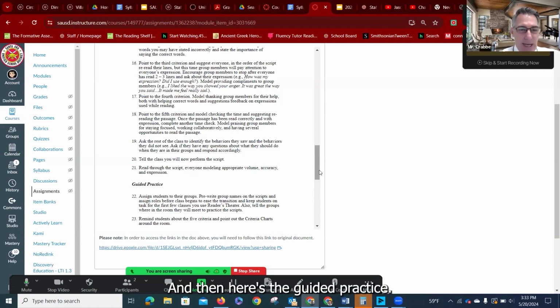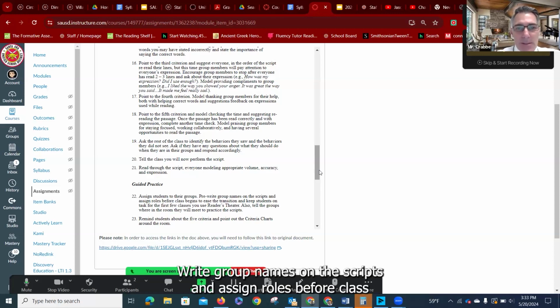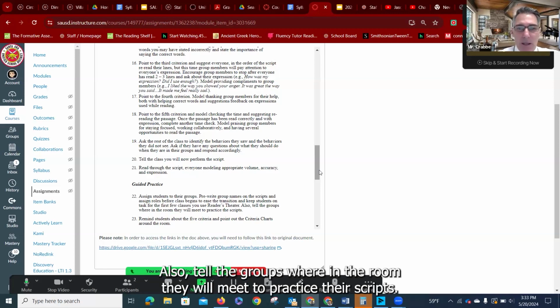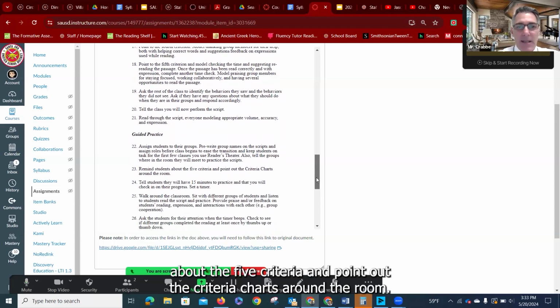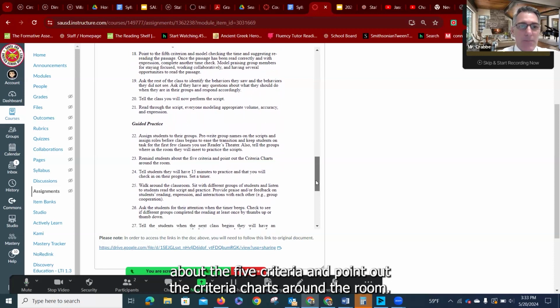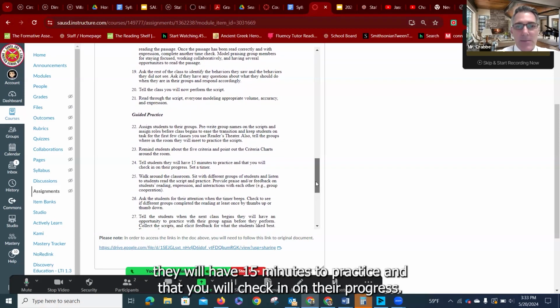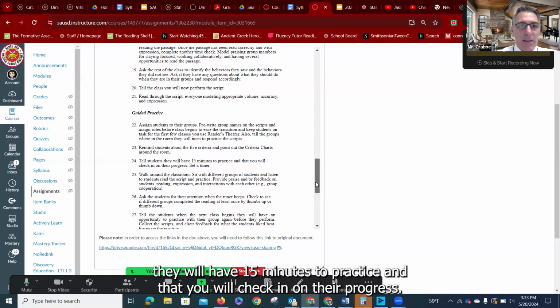And then here's the guided practice. Assign students to their groups. Pre-write group names on the scripts and assign roles before class begins to ease the transition and keep students on task for the first few classes you use the Reader's Theater. Also tell the groups where in the room they will meet to practice their scripts. Remind students about the 5 criteria and point out the criteria charts around the room. Tell students they will have 15 minutes to practice and that you will check in on their progress.